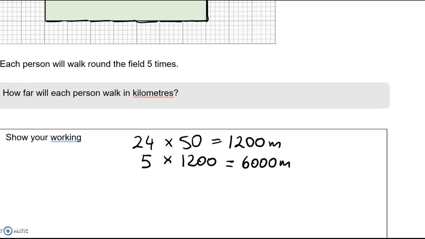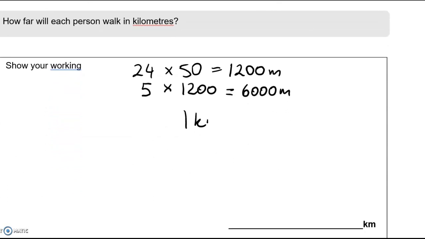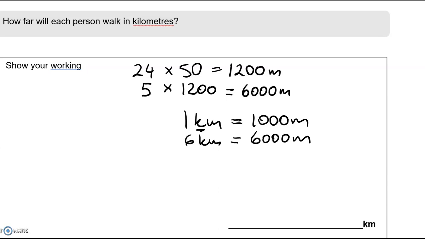We need to write the answer in kilometers. We know that in 1 kilometer there are 1,000 meters. The K gives us a clue there. So 6,000 meters will be equal to 6 kilometers. If you couldn't get the answer right away, you could just divide 6,000 by 1,000 and that gives you 6, and then multiply 1 by 6 to get the 6.